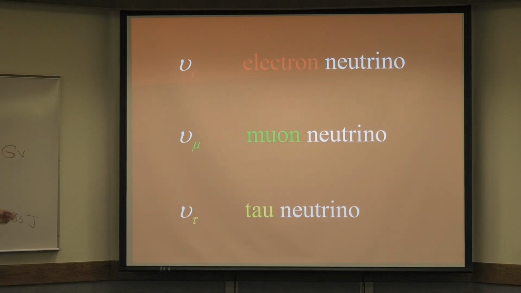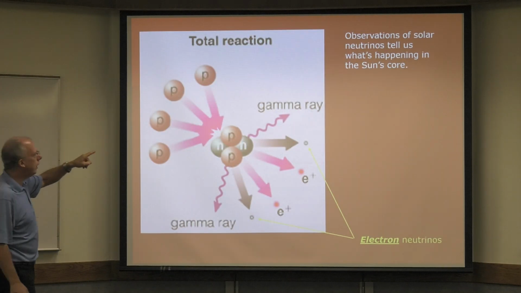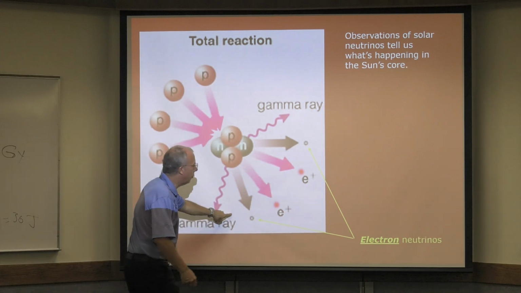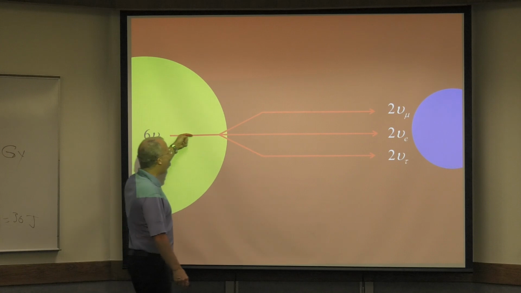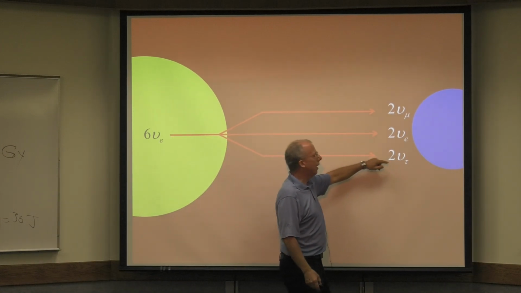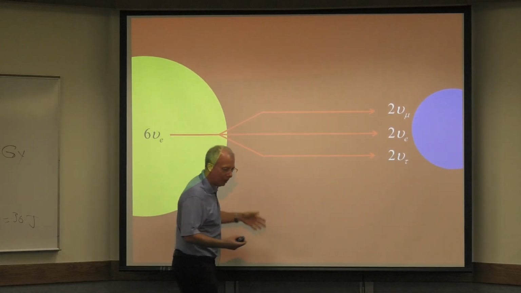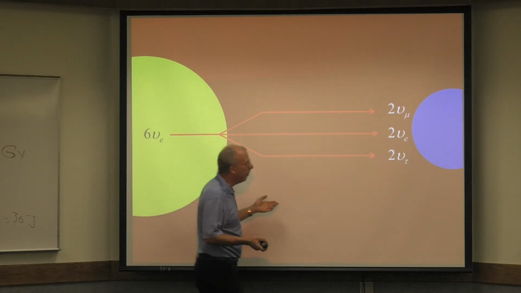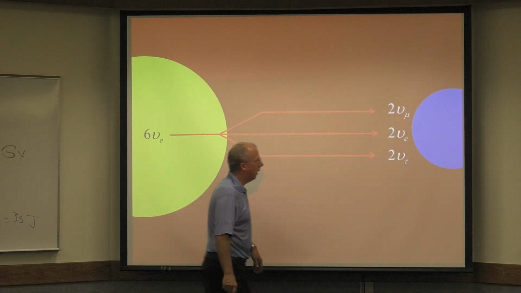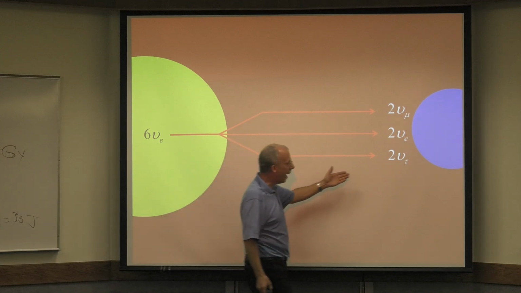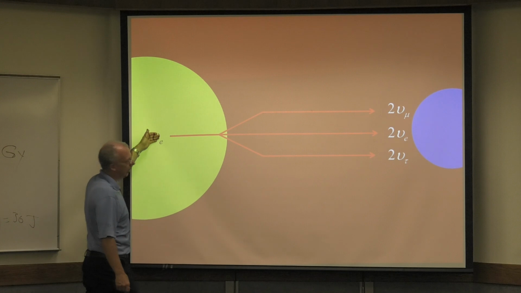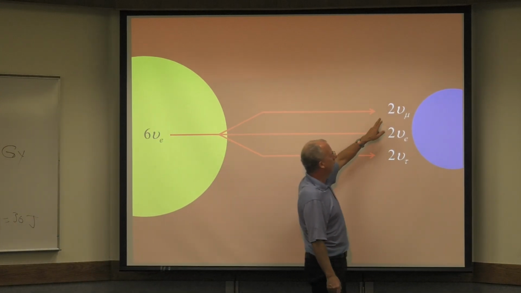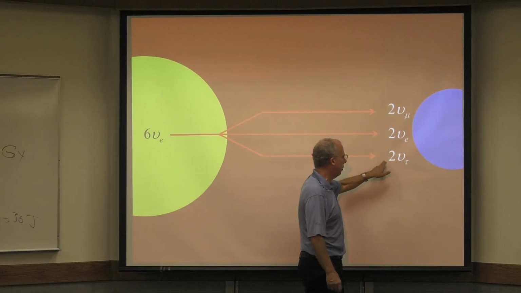I don't remember the name of the person, but whoever came up with this idea said, well, maybe, just maybe, these electron neutrinos, when they're flying from the sun to the earth, maybe they're changing. So maybe some of them are becoming muon neutrinos, and some of them are becoming tau neutrinos. In other words, if you start off with 6 electron neutrinos, by the time they get to the earth, there's 2 muon, 2 electron, and 2 tau.